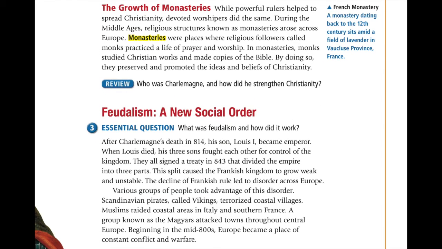The growth of monasteries. While powerful rulers helped to spread Christianity, devoted worshippers did the same. During the Middle Ages, religious structures known as monasteries arose across Europe. Monasteries were places where religious followers, called monks, practiced a life of prayer and worship. In monasteries, monks studied Christian works and made copies of the Bible. By doing so, they preserved and promoted the ideas and beliefs of Christianity.